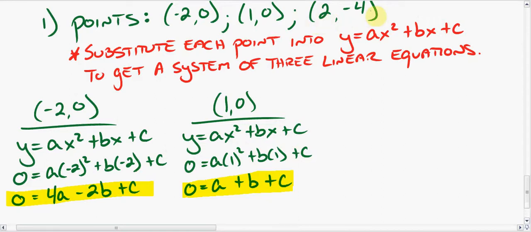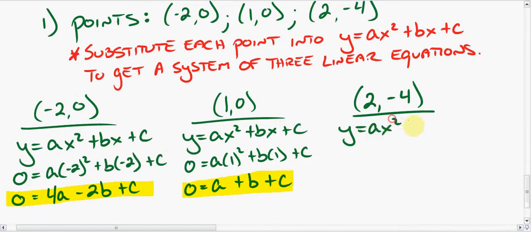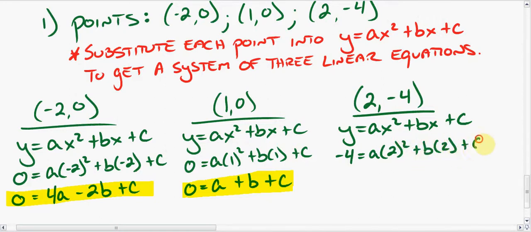And then we're going to use our third point. Do the same thing one last time. (2, -4). We'll plug that into y equals ax squared plus bx plus c, where -4 is my y value, 2 is my x value. So I have -4 equals 2 squared is 4. 4 times a is 4a. 2 times b is +2b plus c. So here's my third linear equation.